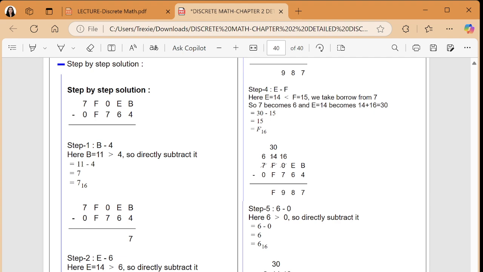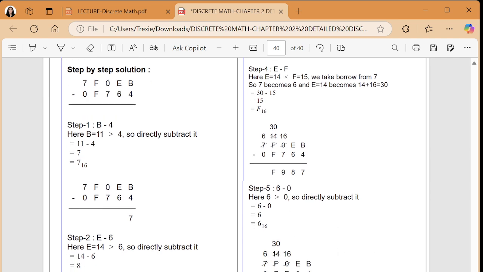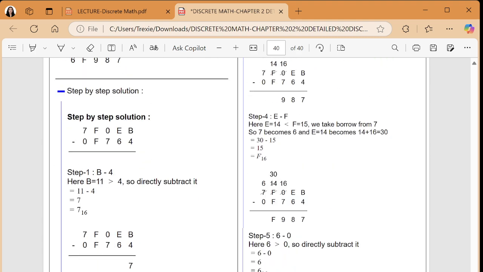Then 6 minus 0, so we can directly subtract it. The final answer would be 6F987. So this ends our chapter 2 part 3 lecture.